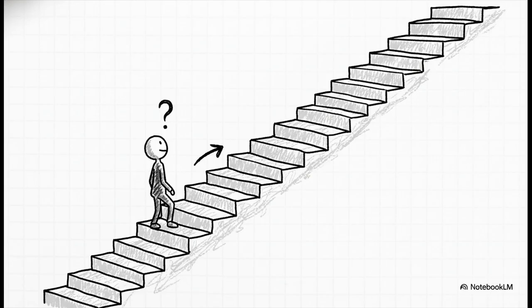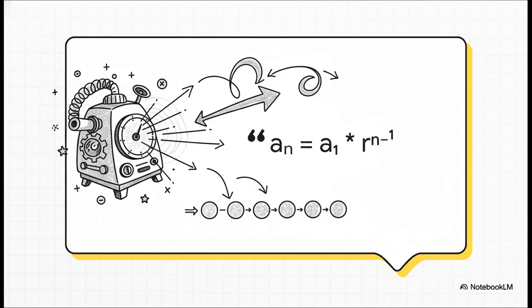It's easy. For our salary problem, to find year 2's pay, you just take year 1's pay and multiply it by 1.02. But, and this is a big but, if you want to know what's on step 50, you have to climb all 49 steps to get there. It works, but man, it can be slow. And that, my friends, brings us to the time machine, the explicit formula.